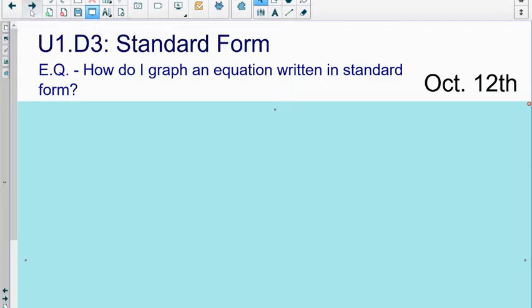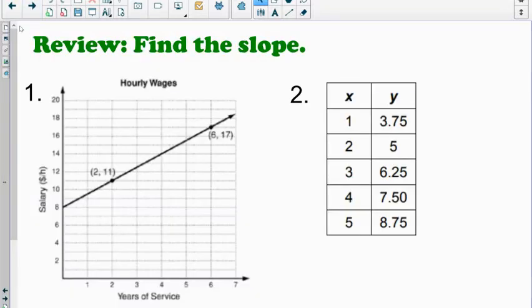So our warm-up for today is on last week's topic on finding the slope. For number one, please find the slope of the line containing those 2 points. And number two, find the slope from the data in the table. Pause the video, resume when you're ready.